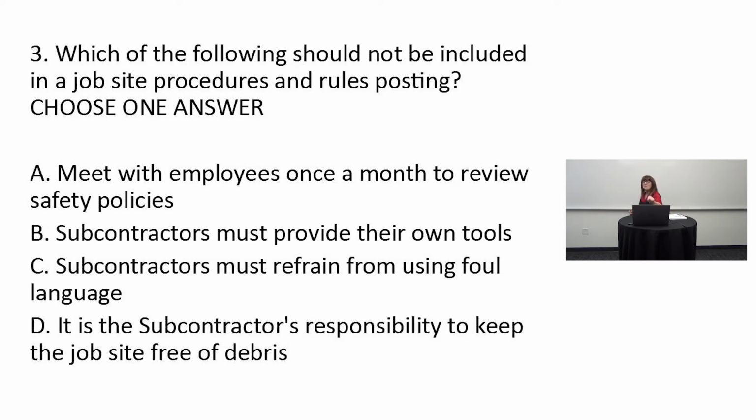Which of the following should not be included in a job site procedures and rules posting? The answer here is A, meet with employees once a month to review the safety policies. Now, for us at Lansing Linoleum, this would never have worked once a month. Lots of times we were only on the job site for 2 weeks. So safety meetings must be held daily on the job site. They can be held verbally. When you have 10 or under in your company, you can just run over them verbally for 10 minutes.